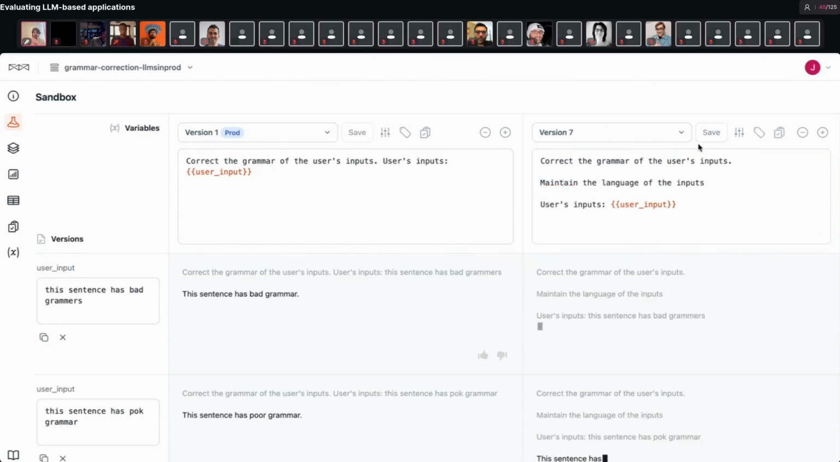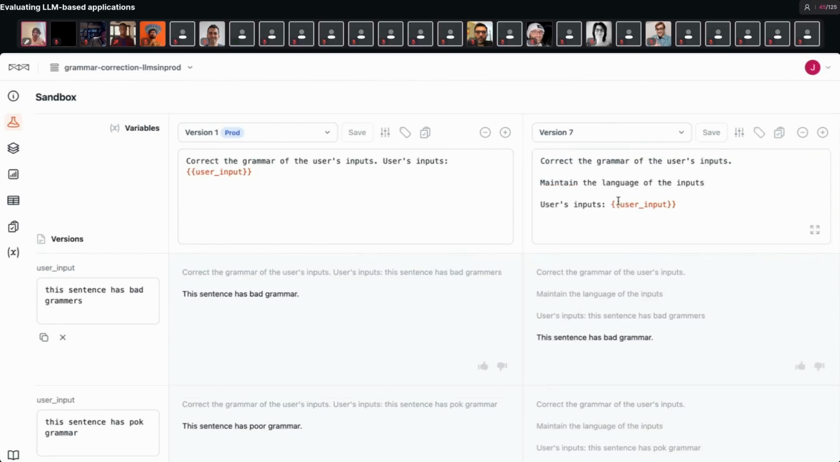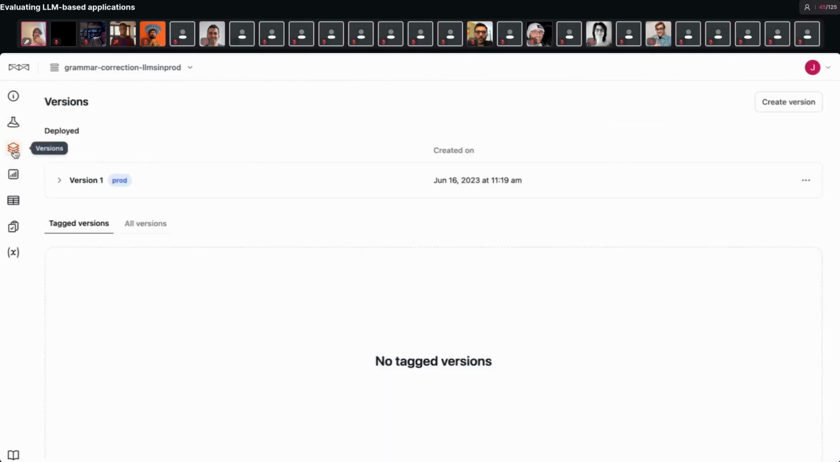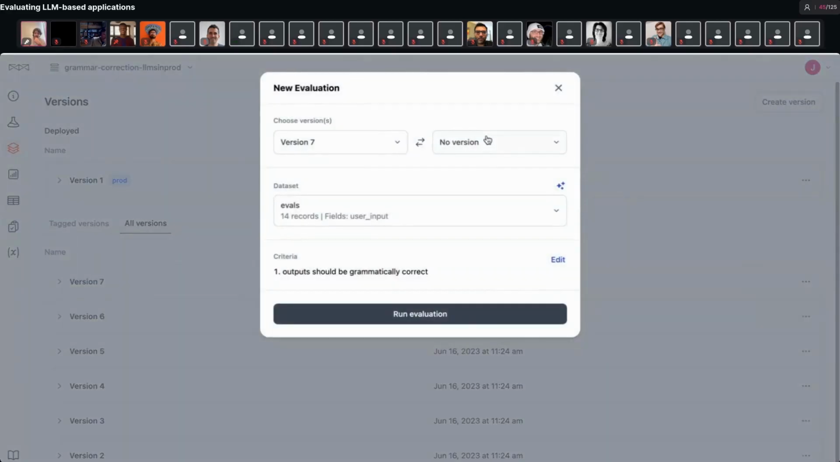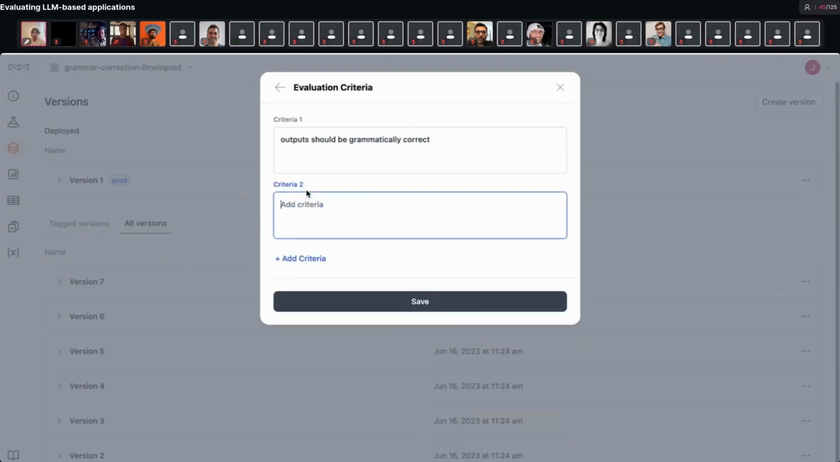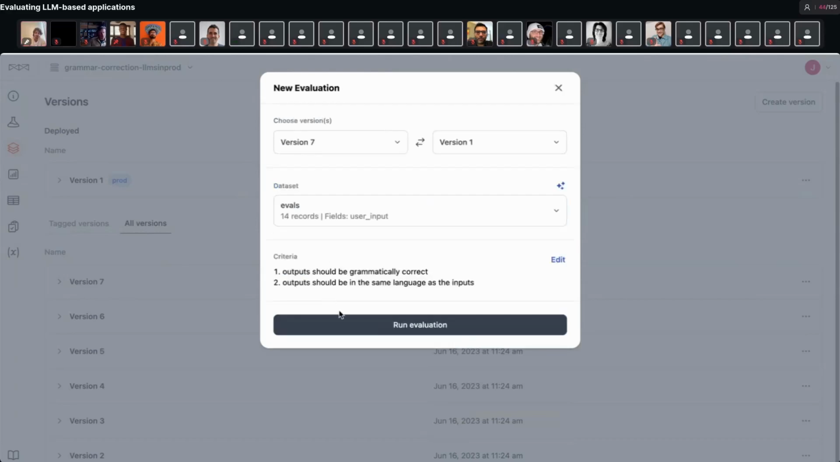And so what you would do is make changes to your prompt that you think would fix the problem you found in production. Then you would go back and evaluate this new version compared to the last version, and then maybe add some additional evaluation criteria, like outputs should be in the same language as the inputs, and then rerun your evaluation.